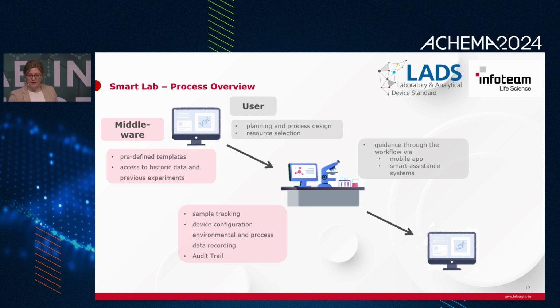And the middleware can here match the sample IDs via connection to your LIMS. So you can reconcile your sample numbers and ensure accurate traceability. The middleware can also configure your devices, so it can set your parameters, for example, like the speed and time for your centrifuge, so that you just need to put in your sample.